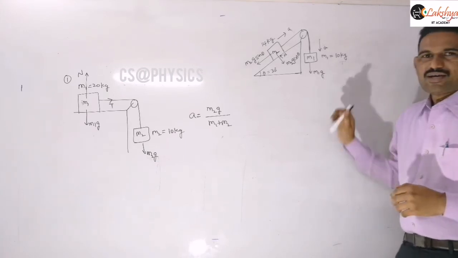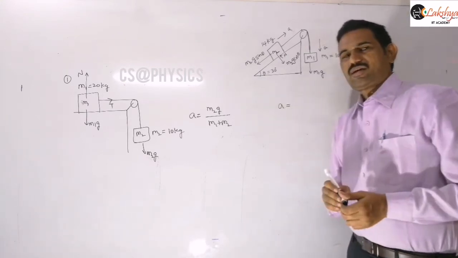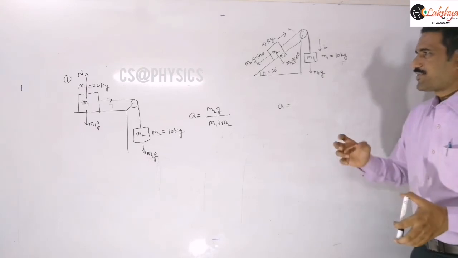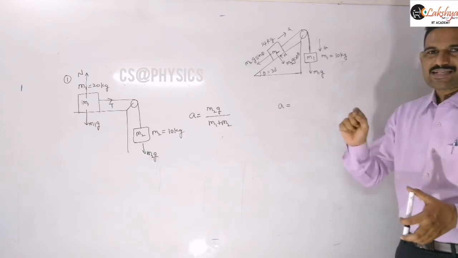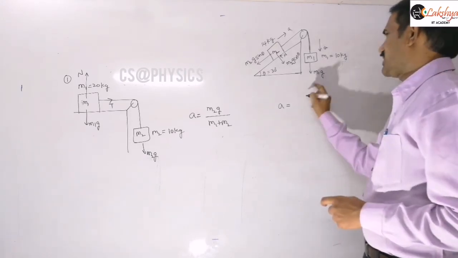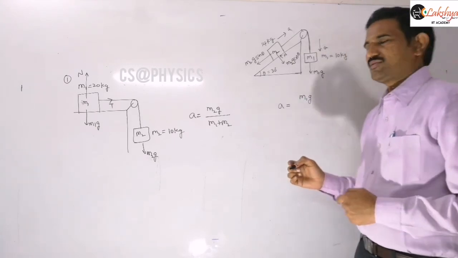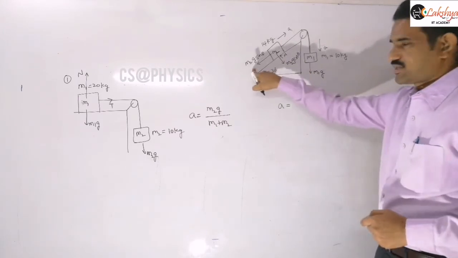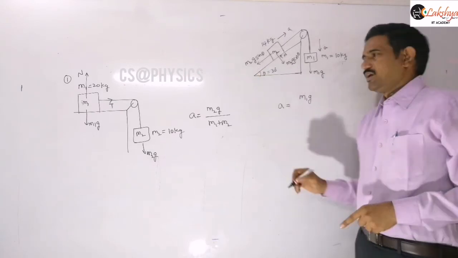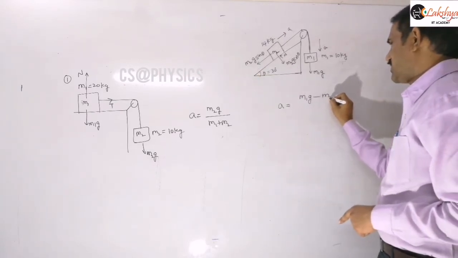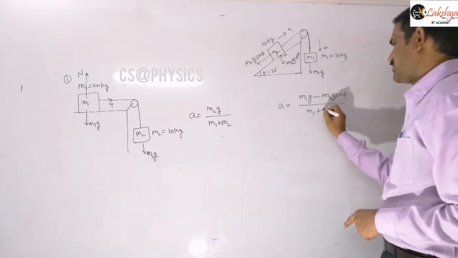Now if I ask for the acceleration of the system directly, can I answer it directly here? Again we need to think about which is the accelerating force and which is the opposing force. Here the accelerating force is the weight of this block, M1G, and the opposing force is this weight here, M2G sin theta. So we need to write minus M2G sin theta, divided by the total mass in motion, M1 plus M2.